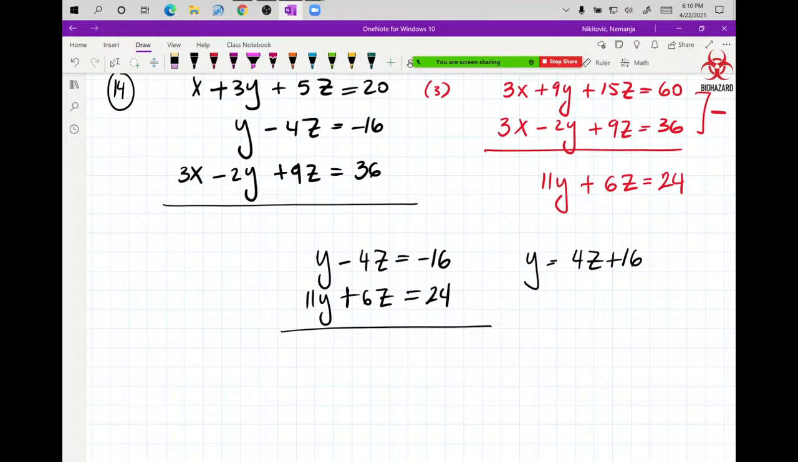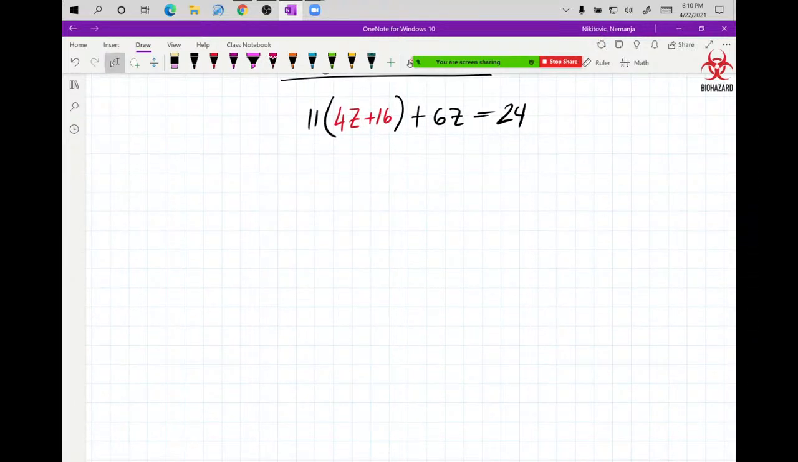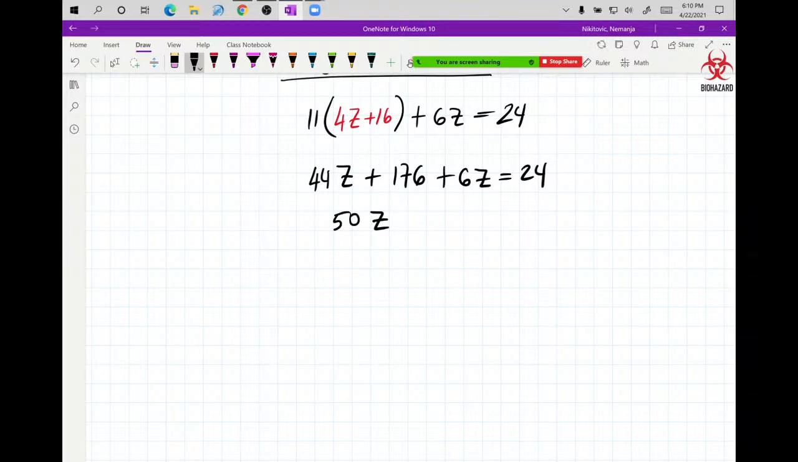in with substitution. So our bottom problem now becomes 11 in a parenthesis, I'm going to have 4z plus 16, and then plus 6z equals 24. And now, if I hide everything, all you have is an equation that has one variable, which is variable z. That's 44z plus 176 plus 6z equals 24. 44z plus 6z is 50z.